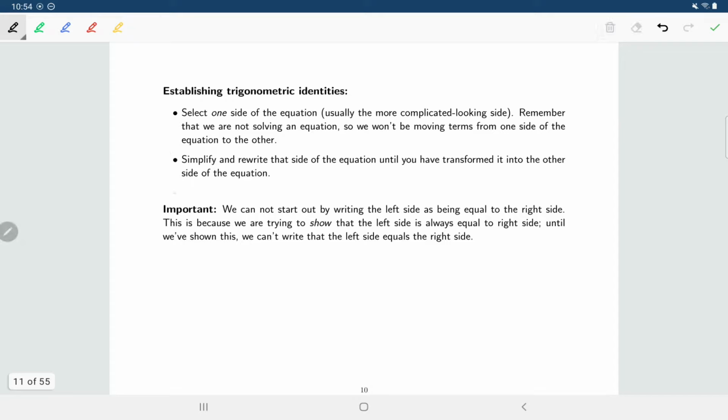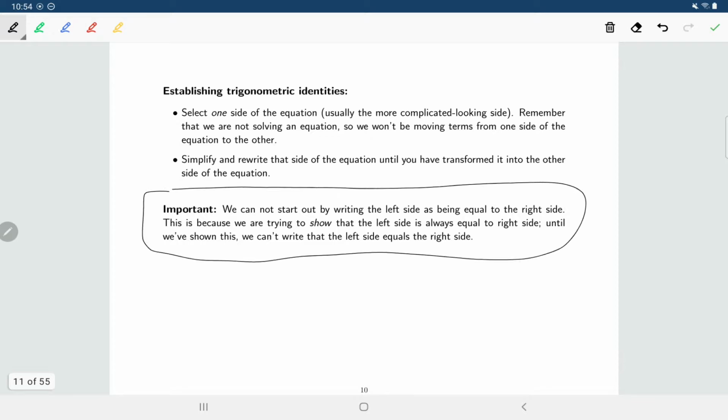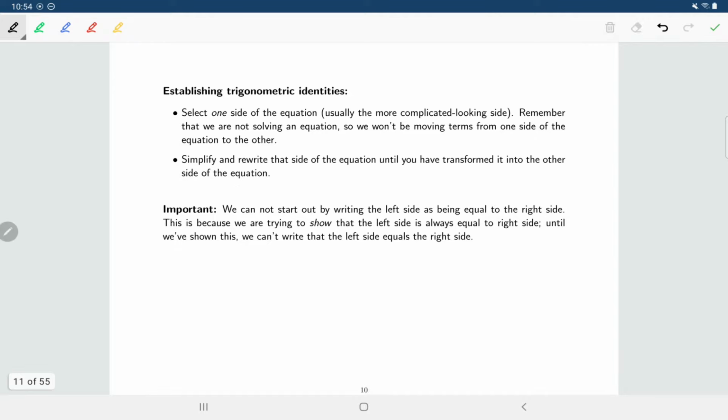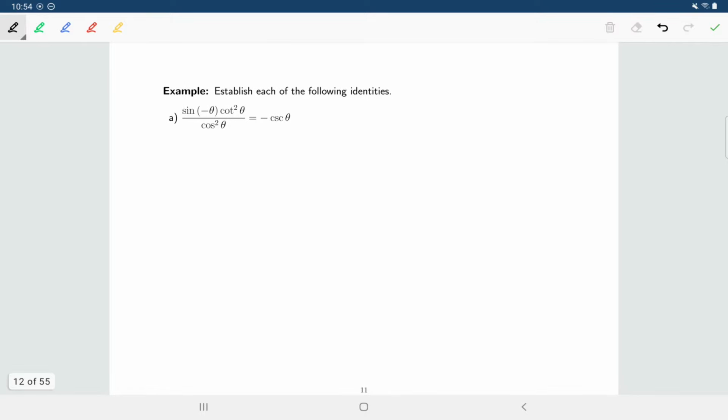We do have to be careful here. We're not going to start out with saying that the left side and the right side are equal and then moving things around, because that's assuming that the left side and the right side are equal to each other. So whenever we're establishing identities, we are always working with one side at a time. For example, with this first problem, this would be incorrect if I decided to start modifying this equation by, let's say, multiplying both sides by cosine squared to move things over. Unfortunately, what we're trying to show is that the left side and the right side are equal to each other. We don't know that they're equal to each other yet.